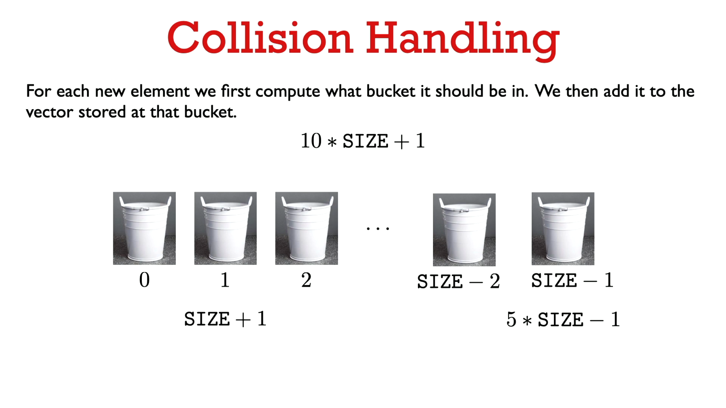Next, say that we want to insert 10 times size plus 1 into our hash table. We compute its modulus with size, we get the answer 1, so we see that it should go into bucket 1. And then we add it to the front of the deque stored at bucket 1. So this is how we can insert items into our hash table and handle collisions.